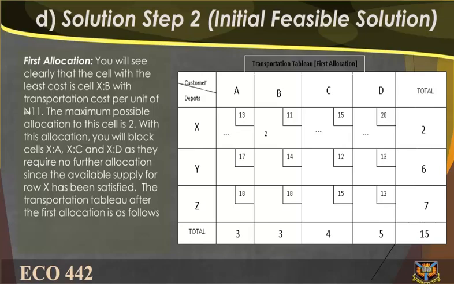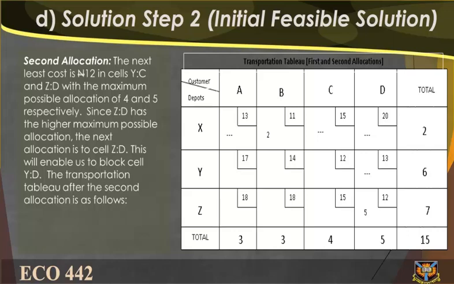First allocation. You will see clearly that the cell with the least cost is cell X to B, with transportation cost per unit of 11 naira. The maximum possible allocation to this cell is 2. With this allocation, you will block cells X to A, X to C, and X to D, as they require no further allocation, since the available supply for row X has been satisfied. The transportation table after the first allocation is as follows.